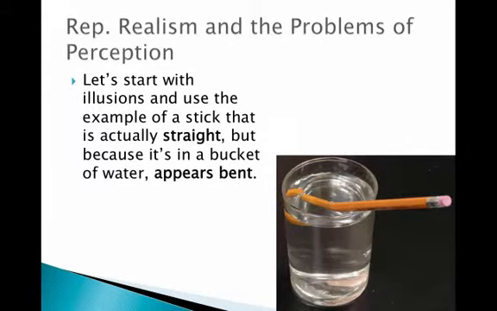And you've all done this before. Take a pencil and a cup of water and stick the pencil in the cup of water. Well, the pencil is actually straight, but when it's in the water, it will appear bent. This is a problem for the direct realists because the direct realists say that the object of perception just is numerically identical to the physical object, but since the object of perception has different properties than the physical object, by Leibniz's law, it cannot be numerically identical.